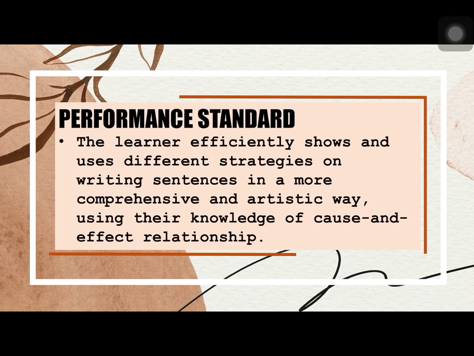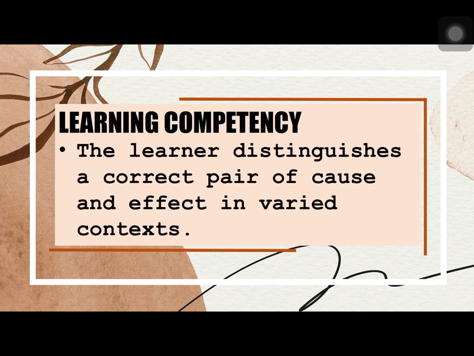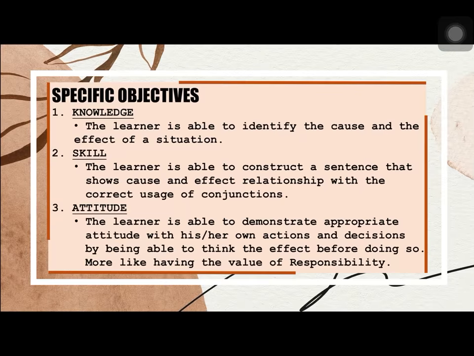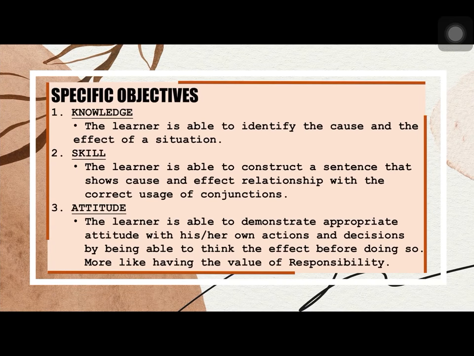So if you can see, this is related to the application of the experiences in every student. So theme-based learning education should have a real-world application. So we have cause and effect as our theme. Learning competency. The learner distinguishes a correct pair of cause and effect in varied contexts. Specific objectives. Knowledge. The learner is able to identify the cause and the effect of a situation.